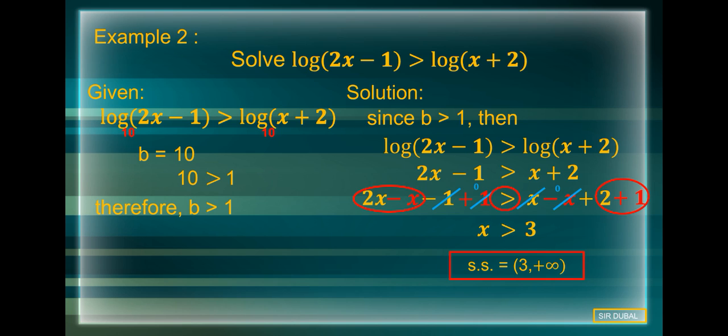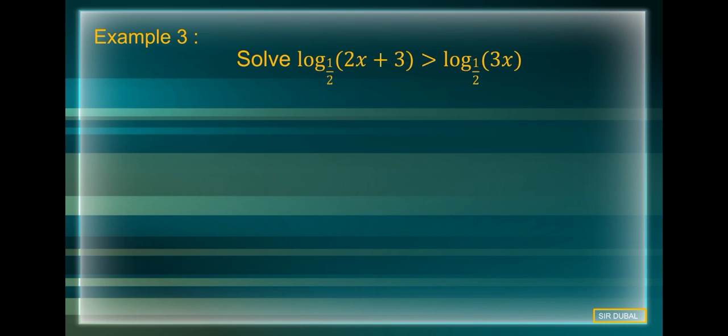So let's proceed with our last example. Solve log of 2x plus 3 with a base 1/2 greater than log of 3x with a base 1/2. So we're going to write the given. So as we can observe, our base is equal to 1/2.